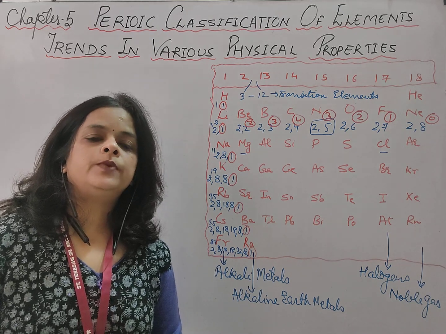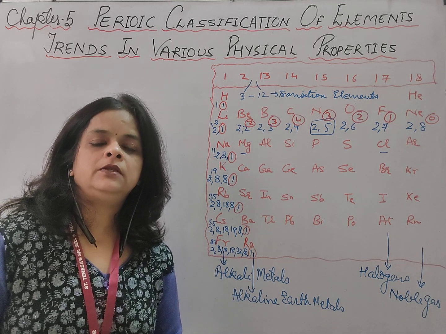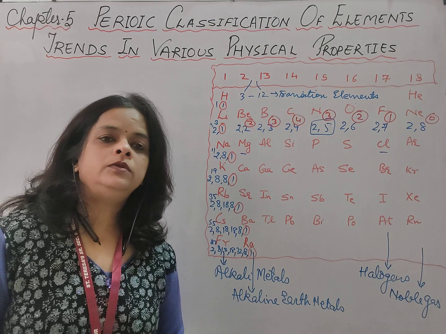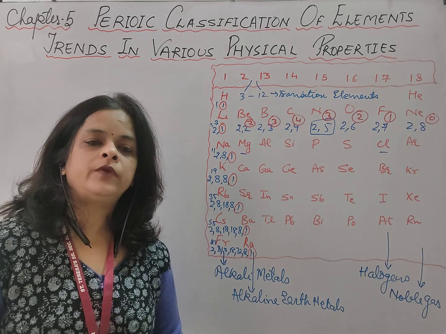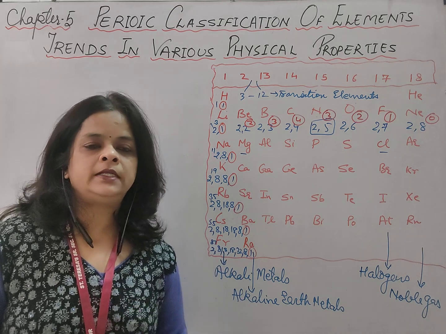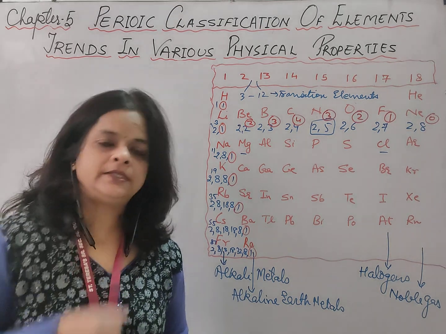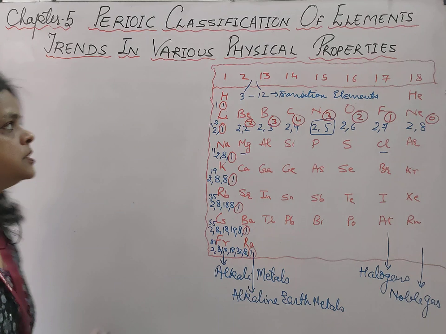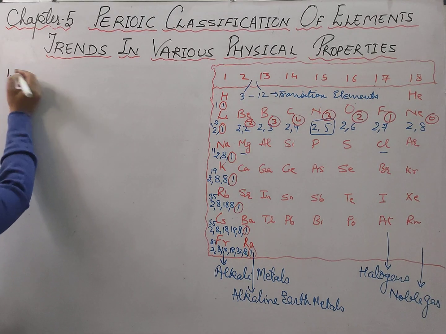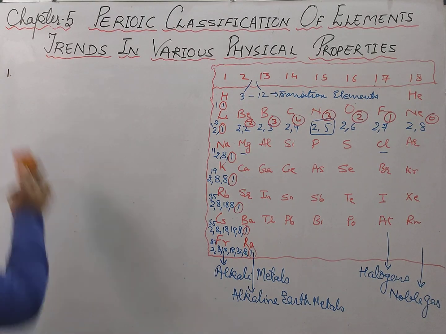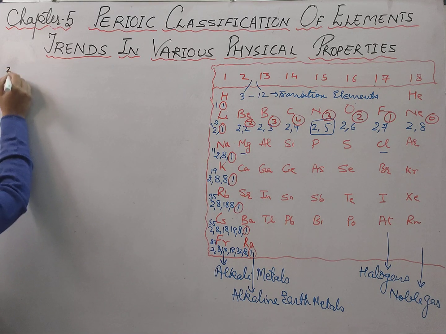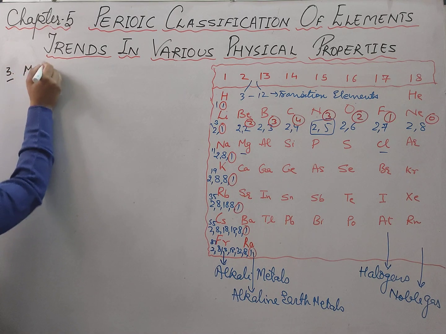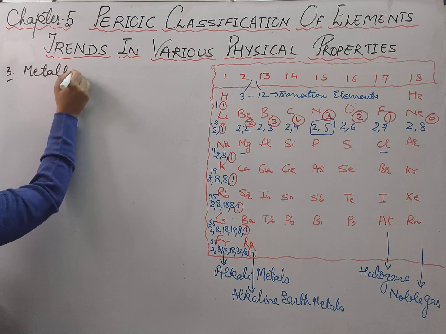In the previous class, we had discussed the valency and the atomic size, how the trends change when we move from top to bottom and when we move from left to right in a period. And now we are going to discuss the metallic and non-metallic nature. So we will take it as number three only, because this is the third property we are going to study.